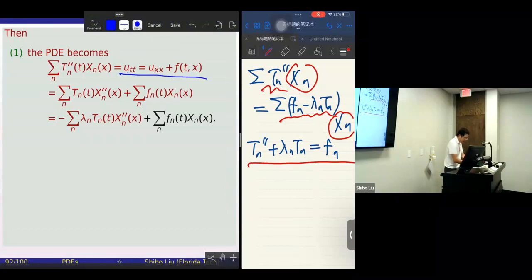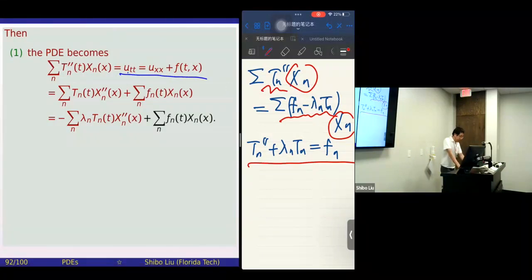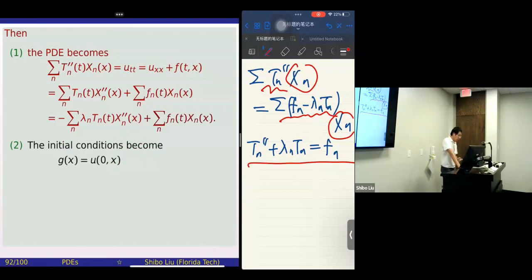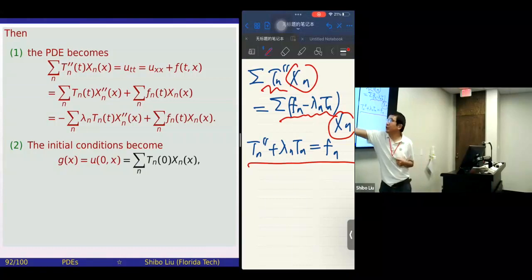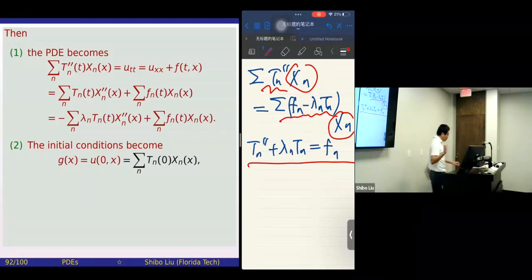So this is the consequence of the PDE because here we applied the PDE. Okay. Now we deal with the initial condition. Initial condition, the initial displacement, t equal to 0, u0x. This is our initial function, gx. But on one hand, this is gx. On the other hand, u0x equals the sum of Tn0 xn x. In the expression of Tnt, let t be 0. You obtain u0x equals this series. So you can expand your Gn.